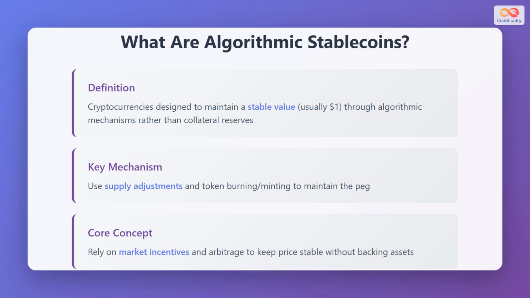Let's start with the basics. Algorithmic stablecoins are cryptocurrencies designed to maintain a stable value, usually $1, through algorithmic mechanisms rather than holding actual reserves of dollars or other assets. Unlike traditional stablecoins that are backed by real money in a bank account, algorithmic stablecoins use mathematical formulas and smart contracts to adjust their supply. The key mechanism involves burning and minting tokens to keep the price stable. The entire system relies on market incentives and arbitrage opportunities, where traders profit by helping maintain the $1 peg.